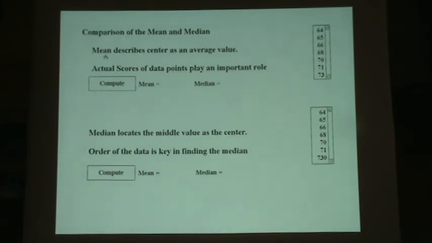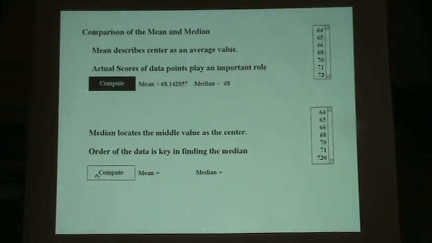Now, as we said before, the mean describes the center as an average value, and it uses every score in the distribution. So if we compute the mean and median here, the mean is 68.1. You didn't have to have all of these decimals, but 68.1 is the mean, and the median is 68. The mean and median are very close here, and you can see by this data set that it's pretty symmetrical.